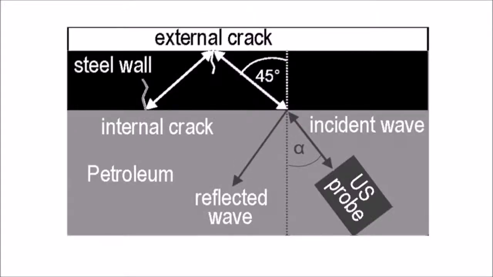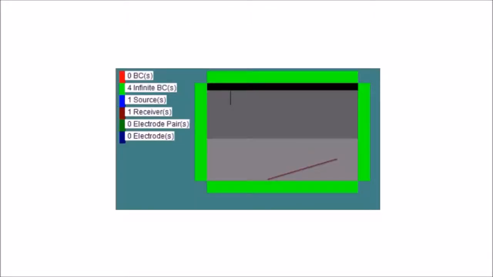This figure shows the enlarged region of interest. There are three layers of materials: petroleum, steel wall, and surrounding materials, for example, water in this case. This figure is the simulation model, with the region simulated being the same as the region of interest shown in the previous figure. The program used for this example is Wave 2000 Plus, made by CyberLogic.